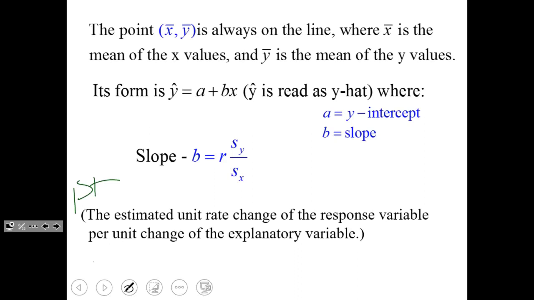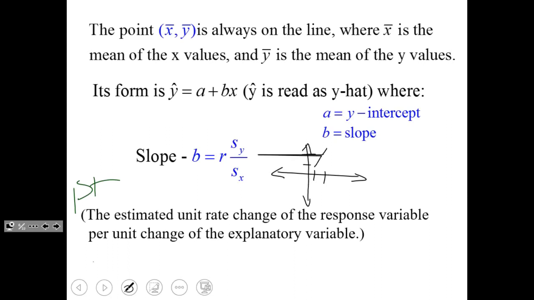Now, slope is the estimated unit rate of change of response per unit rate of change of the explanatory. It means just what it says, but let's put this in English a little bit more. If I was graphing this, slope is telling me how much does y change for every change in x. So let's say I was going from here, I was following a slope of 1.